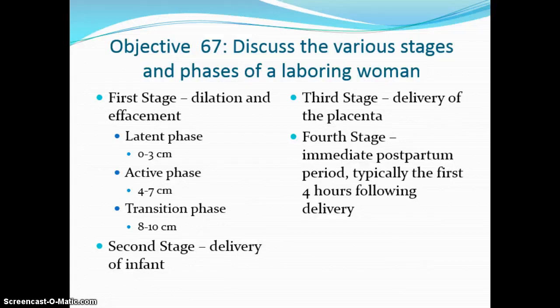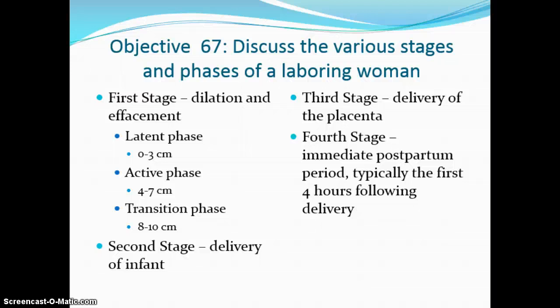So in that first stage, there are 3 phases. The latent phase, 0 to 3 centimeters. Her contractions aren't very intense. Usually during this latent phase of labor, we want her to stay home. We want her to be comfortable at home, be able to walk, be able to move, and do those types of things. Active phase is 4 to 7 centimeters.